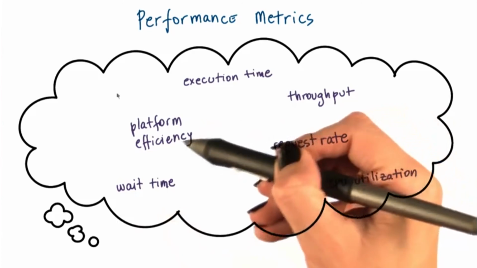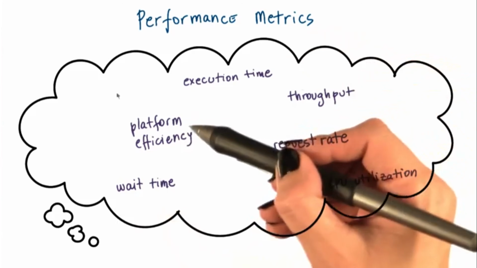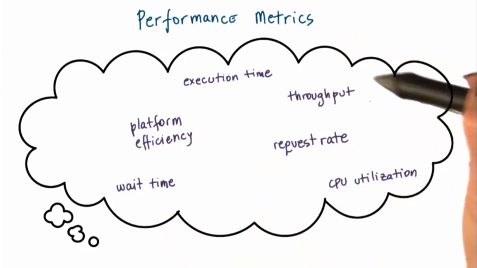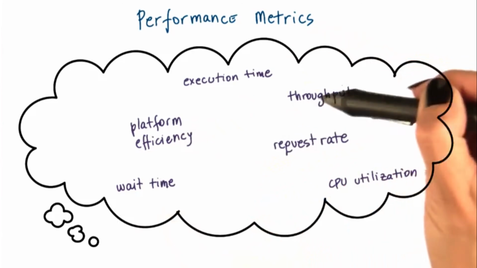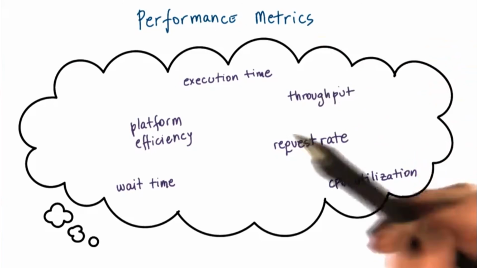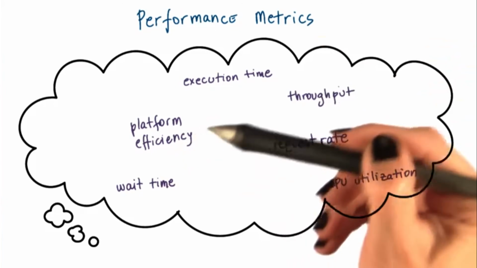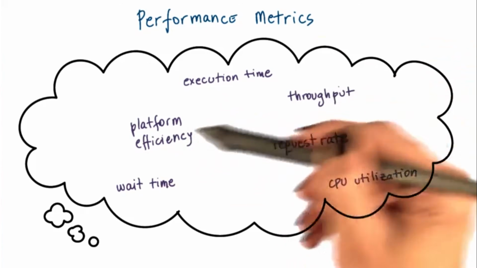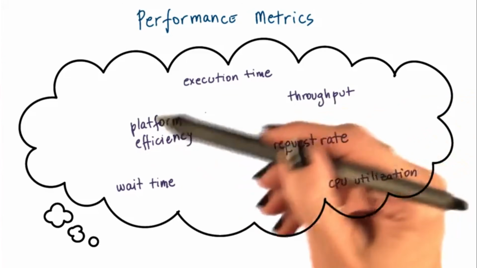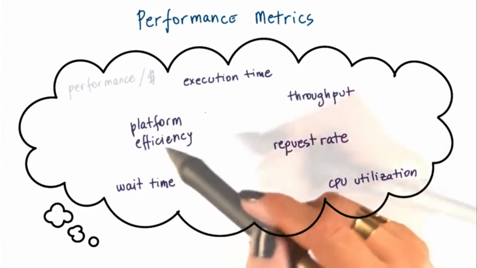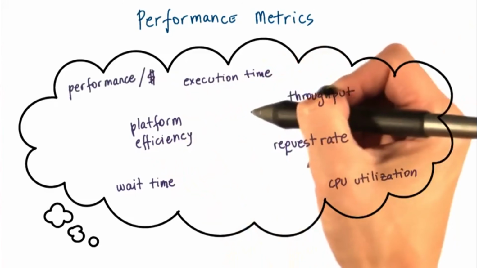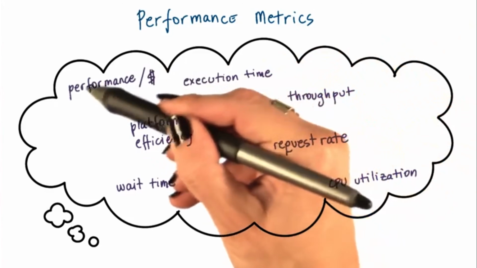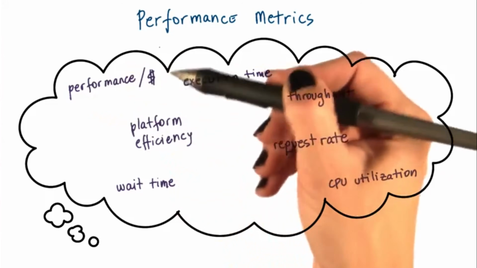The reason for this is that as a data center operator, I make money when I complete jobs, so the higher the throughput, the greater the income for me. However, I also spend money to run the machines, to buy more servers, so it's important to have a good ratio. So platform efficiency would, for instance, capture that. If it's really just the dollars that I'm concerned about, then a metric like performance per dollar would capture that.